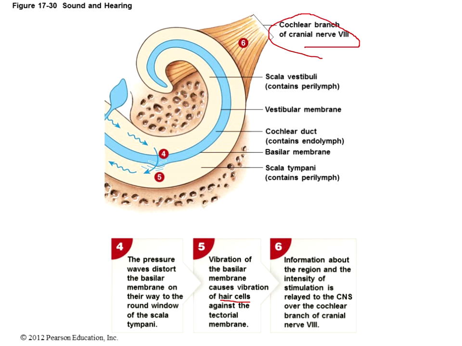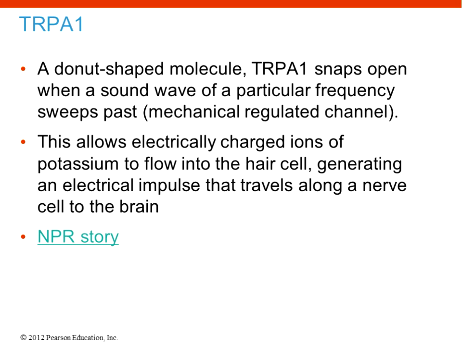So make sure you have a good understanding of those 6 steps and see how essentially the body, or this organ, this cochlea, is converting pressure waves into an electrical impulse. And to further understand that, there's this story I heard on NPR, and I actually studied this molecule a little bit in grad school. This is a TRPA1 protein, a molecule that actually opens when a certain sound wave sweeps over that channel. And so again, it's a mechanically regulated channel.